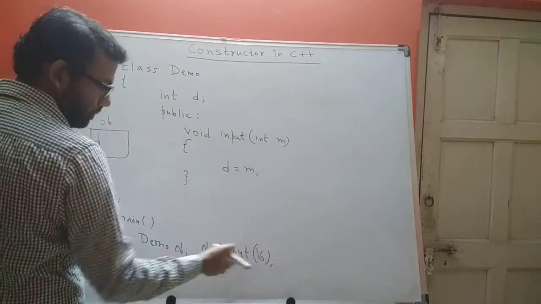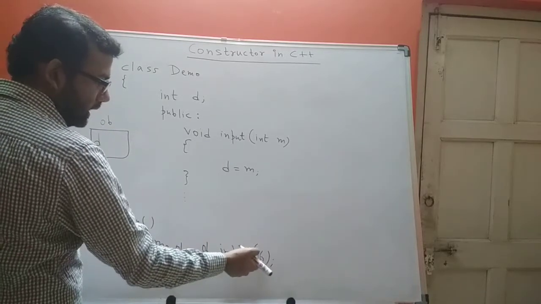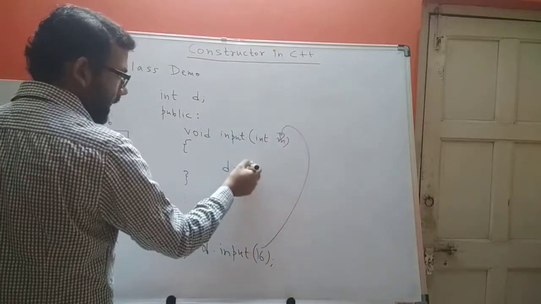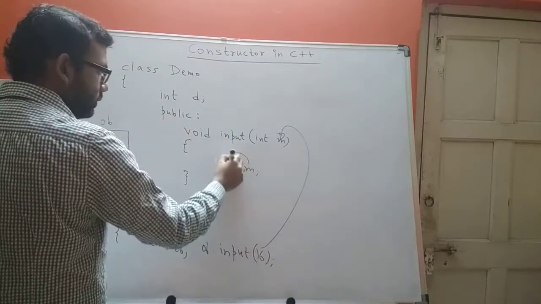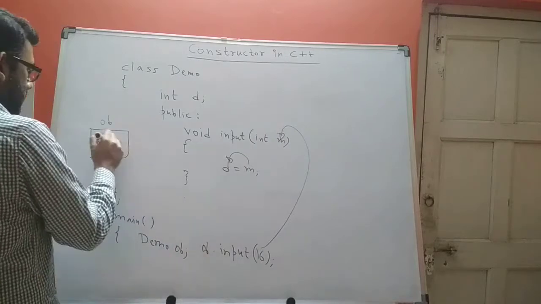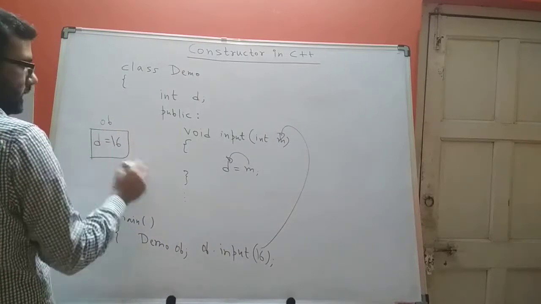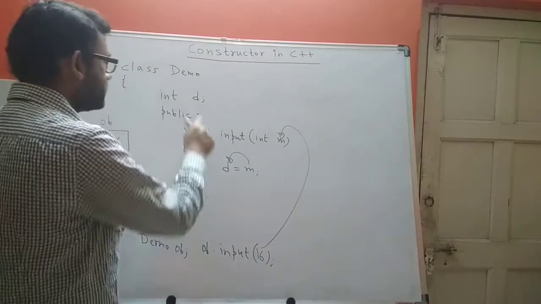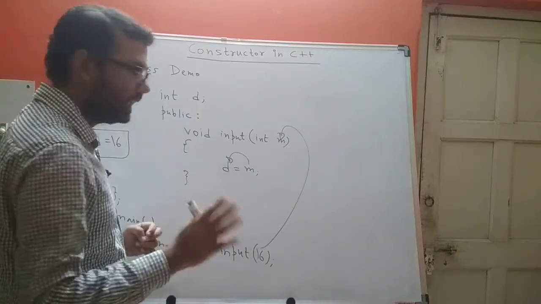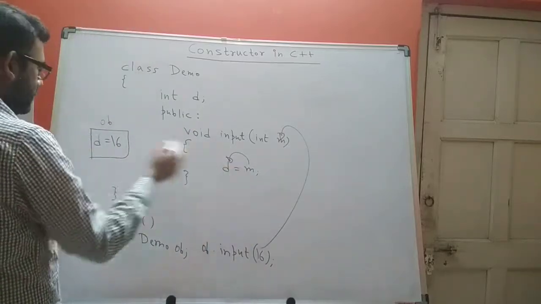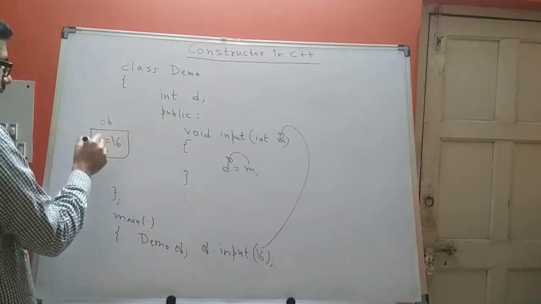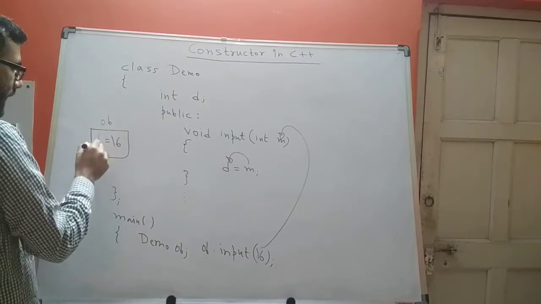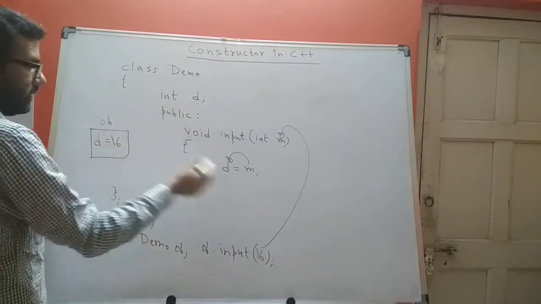Now, if I call this function input, then this 16 would be passed to M, and this M will now give the value to D. Now, D would get a value of 16. Which D is this? Remember, every object that we create would have its own instance of the data member. So this D refers to the D data member of object OB. So the object OB has a data member D and it gets a value of 16.